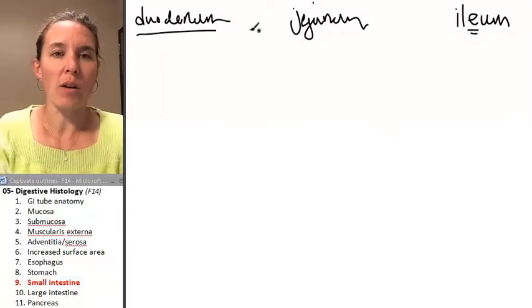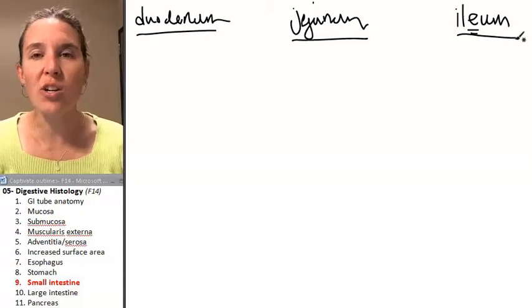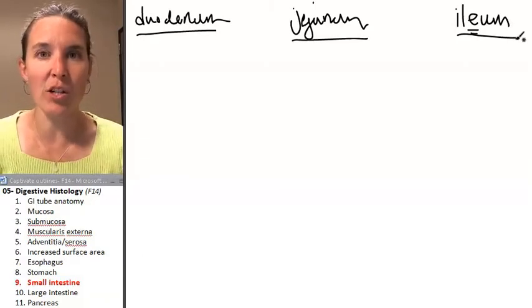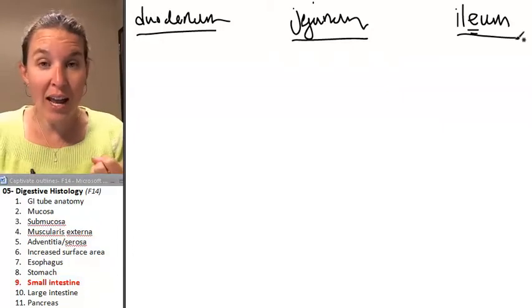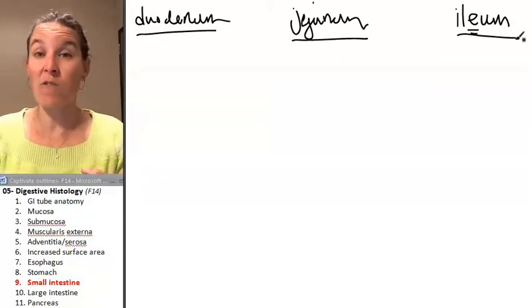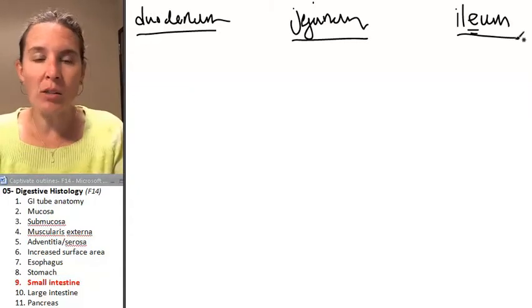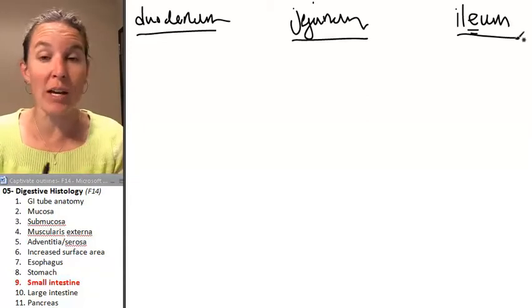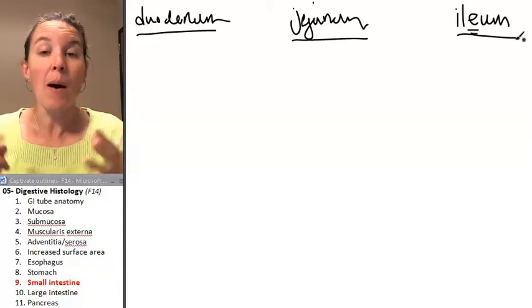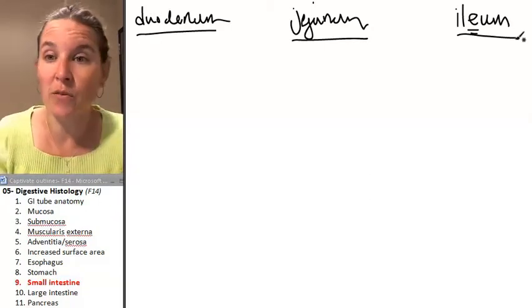Now, I'm going to tell you the characteristic things that you're going to look for in each of these. They're all parts of the small intestine. They're all going to have villi. They're all going to have microvilli. They're all going to have all of our layers. All of them are lined with simple columnar epithelium. All of them have 2 layers of muscularis mucosae. To distinguish between them, here's what you're going to look for.